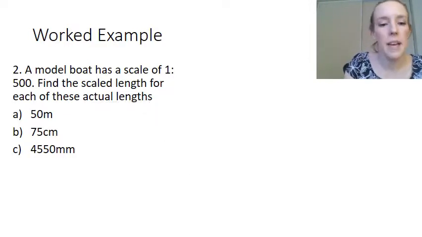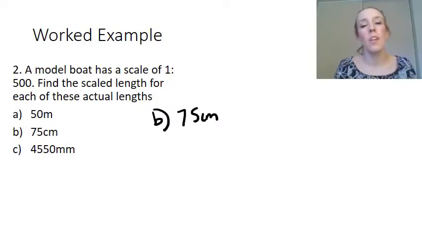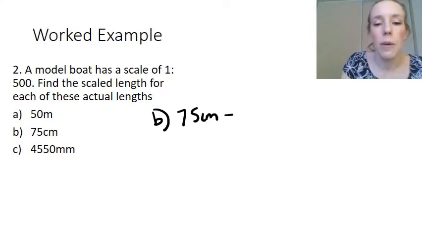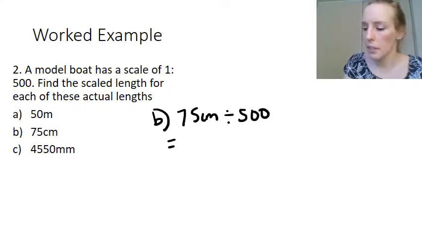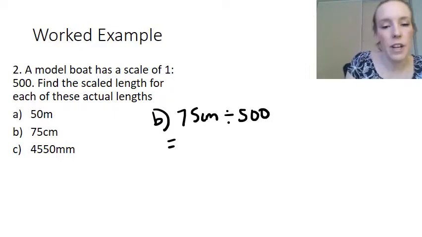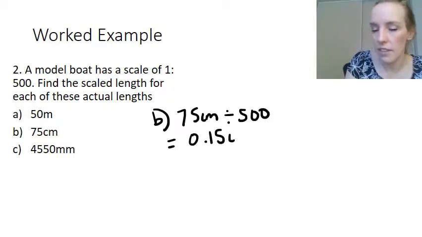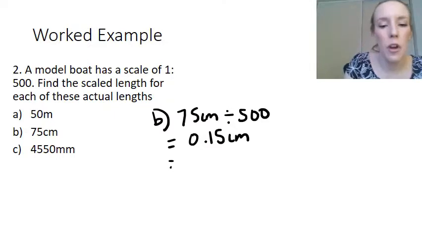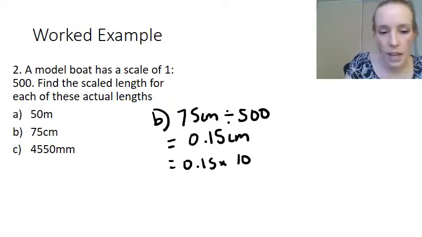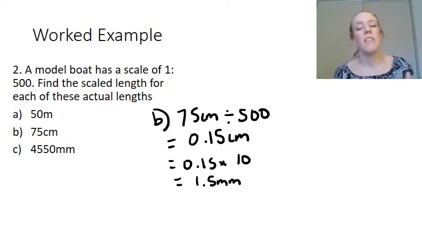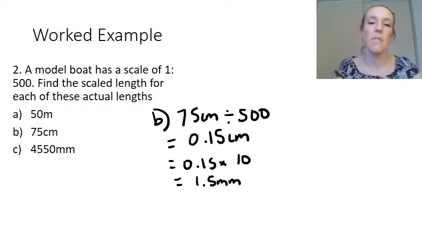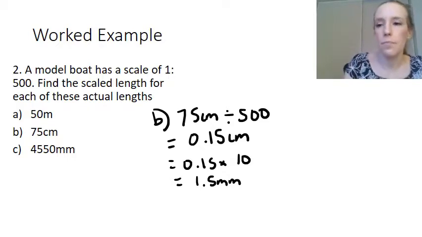Okay, we'll do B. So for B, we've got 75 centimeters on our boat. What is that going to be on our model? So we're going to have to divide by our scale factor. So divide by 500. 75 divided by 500 is 0.15 centimeters. Not a very helpful unit, so we're going to do 0.15 times 10 to turn it into millimeters. And that's going to be 1.5 millimeters. So that means 75 centimeters on our real boat is going to be 1.5 millimeters on our model boat.